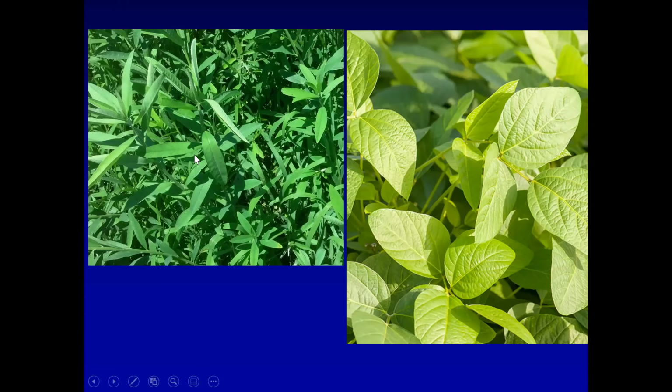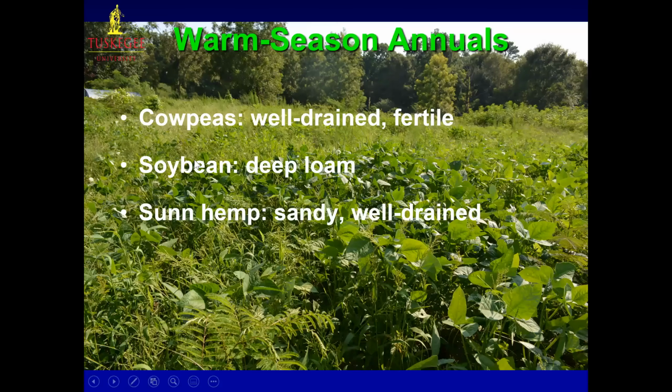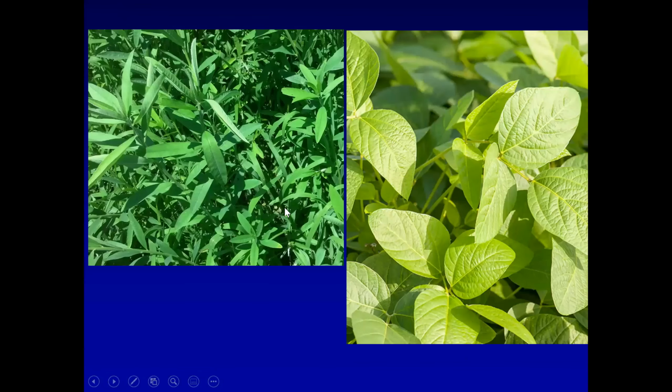Over here, you see the picture I forgot to share in the background. This is the cowpeas. And over here, sun hemp. And this is the soybean.